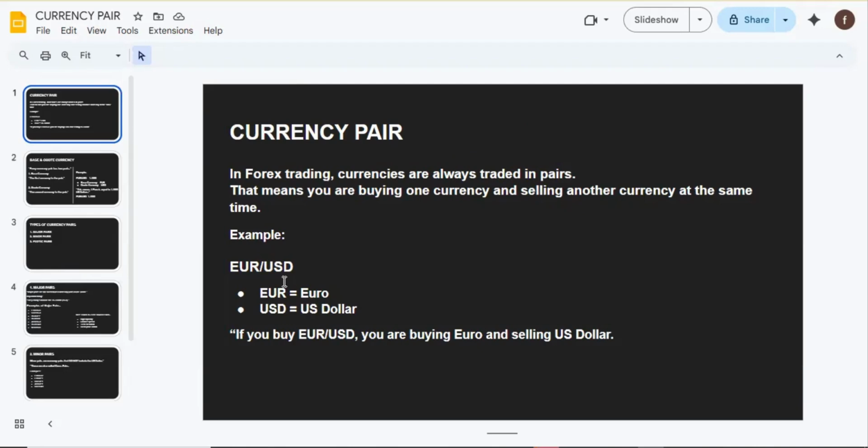So currencies are traded in pairs. You have to pair two currencies together for you to be able to trade in the forex market. If you are buying one, you are selling another one at the same time.